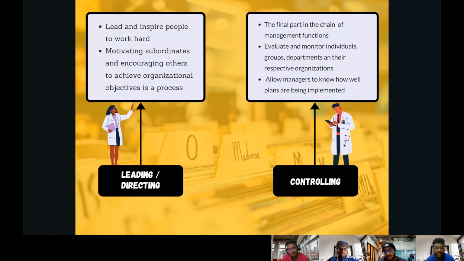So next would be leading, directing or controlling. So leading or directing means to lead and inspire people to work hard, motivate subordinates, and encourage others to achieve organizational objectives in a process. And next is controlling, the final part in the chain of management functions, that is evaluating and monitoring individuals, groups, departments, and their respective organizations, and it allows managers to know how well plans are being implemented.